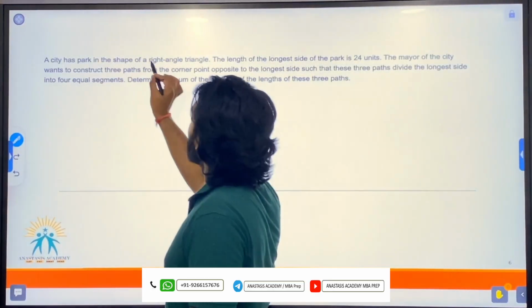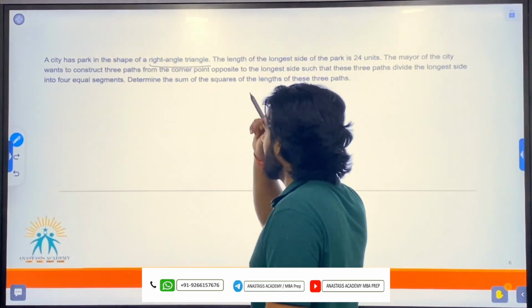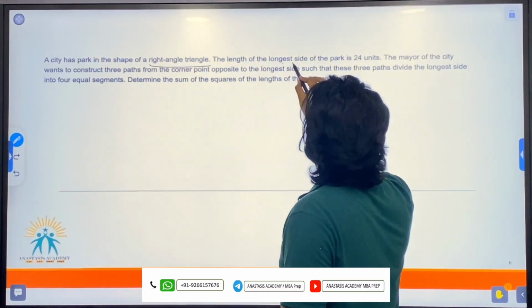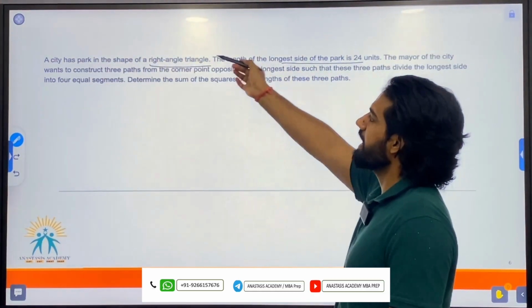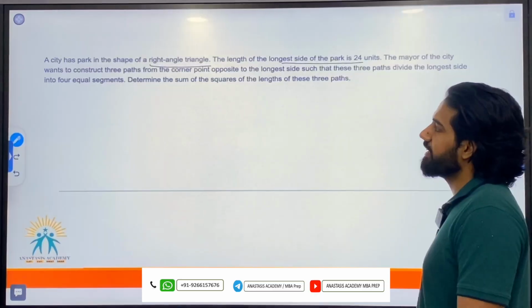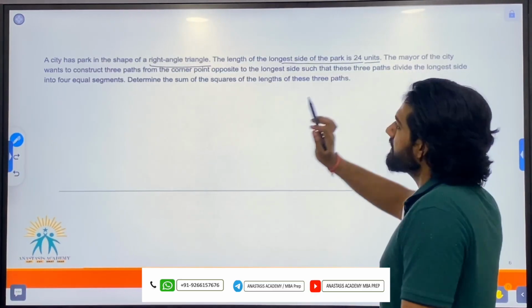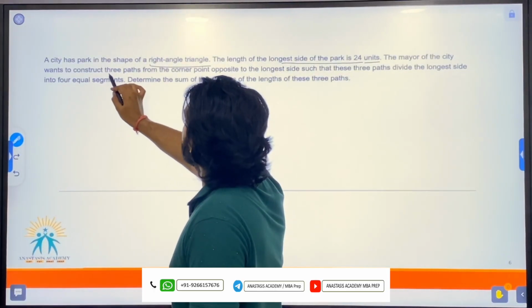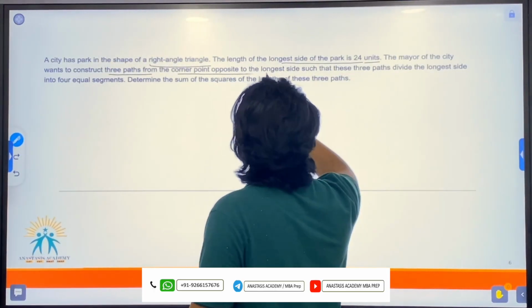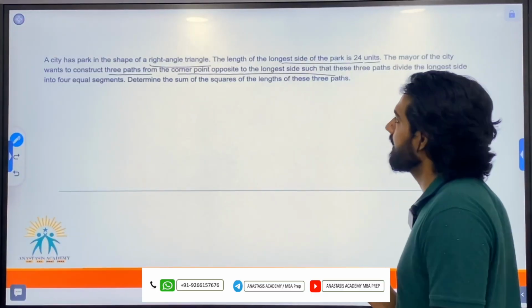A city has a park in the shape of a right angle triangle. The length of the longest side of the park, the hypotenuse, which is the longest length in a right angle triangle, is given as 24 units. The mayor of the city wants to construct 3 paths from the corner point opposite to the longest side.